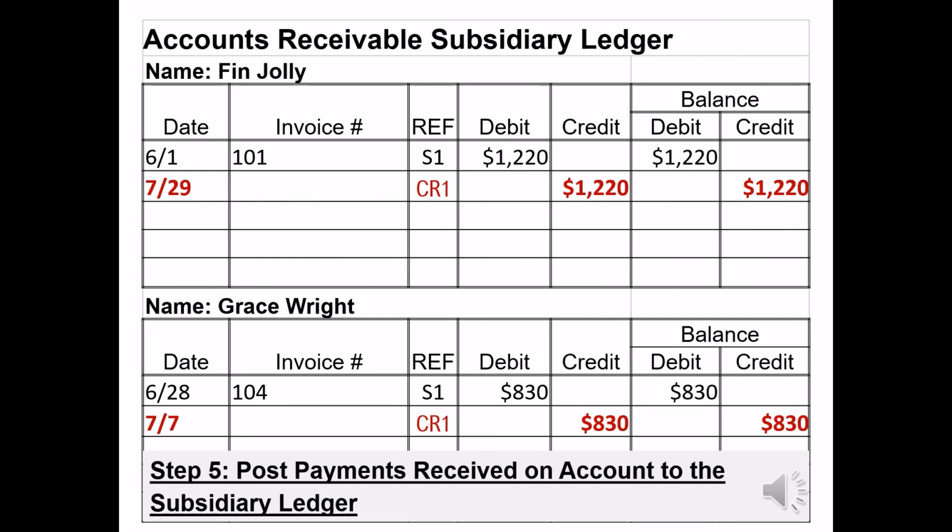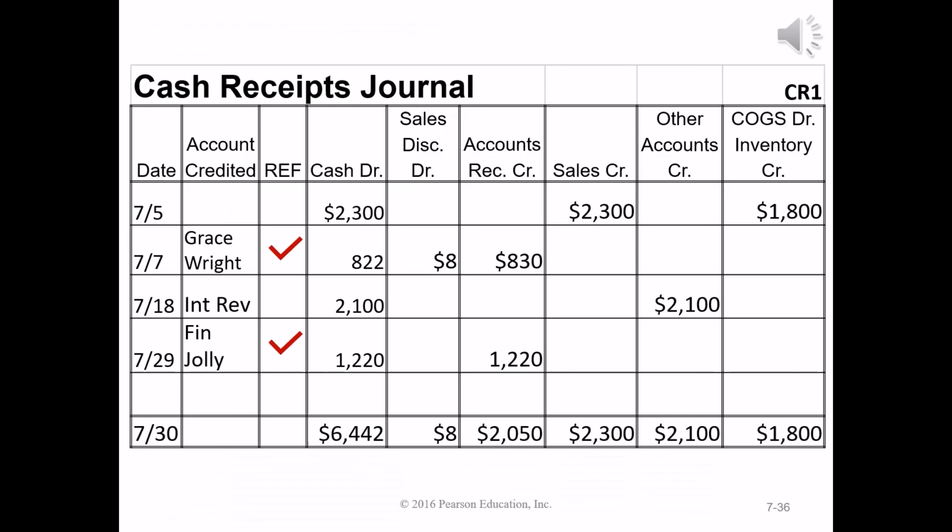Here you can see those two postings to our accounts receivable subsidiary ledger for the amount that Grace Wright and FinJolly paid us in July. Because we've posted to our accounts receivable subsidiary ledger both the amounts for Grace Wright and for FinJolly, we will make some check marks in the reference column to indicate that we posted those.